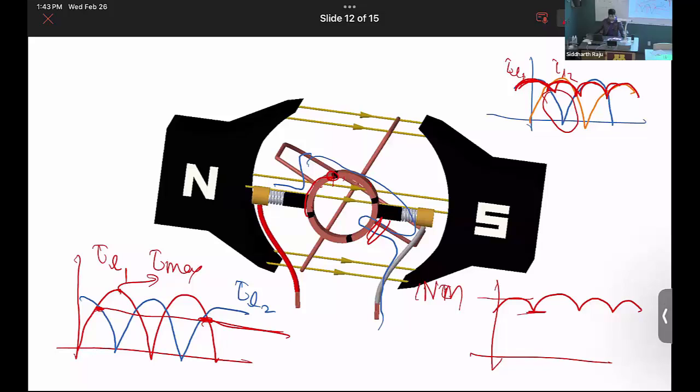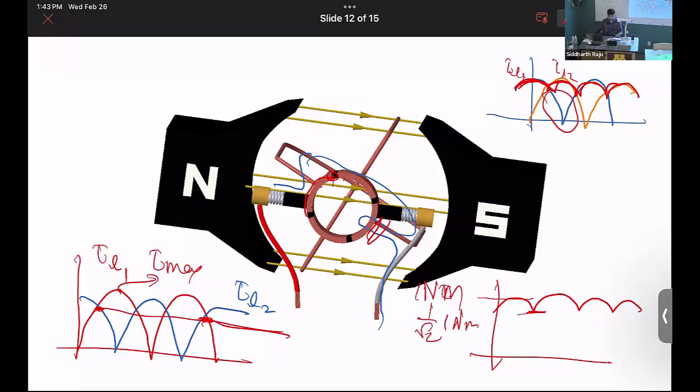0.6, 0.7 times the max? What angle do sine and cosine intersect? 45 degrees, right? That's where it's 1 by root 2. So that's just going to be 1 by root 2 of 1 Newton meter, all right?